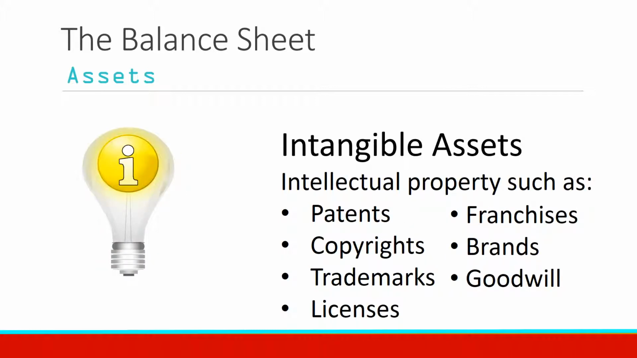One last grouping of assets on the balance sheet, what we'll discuss in this video, are intangible assets. These are forms of intellectual property. These include many different things, such as patents, copyrights, trademarks, licenses, franchises, name brands, and goodwill. Some of these terms are not familiar to you right now, but will become more familiar throughout the accounting course.